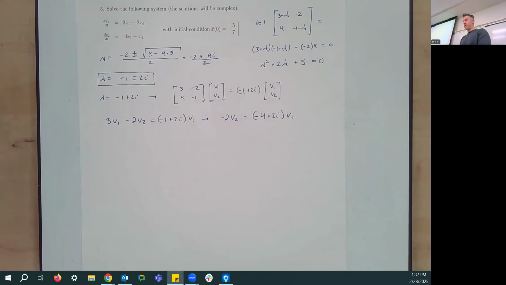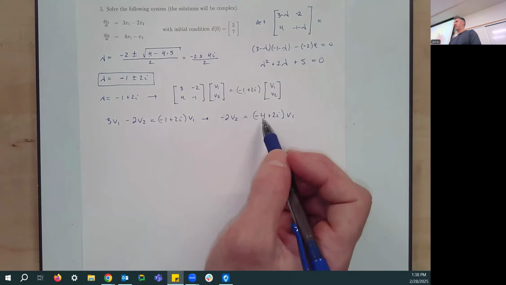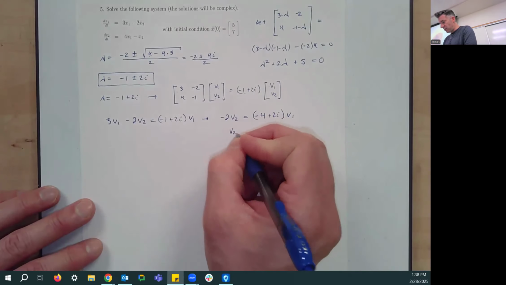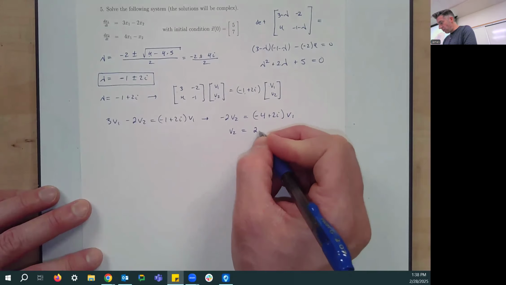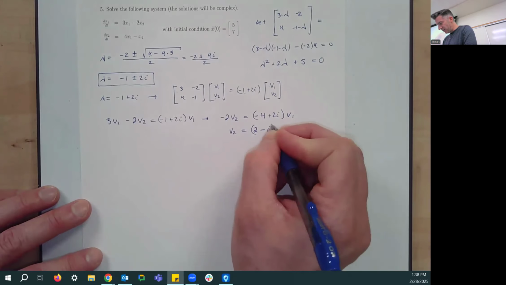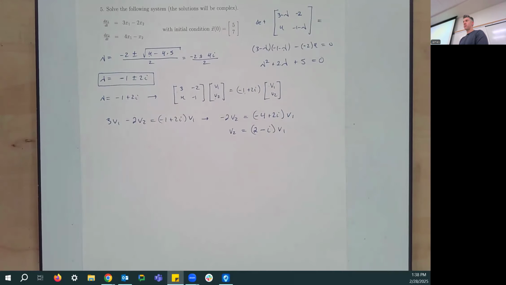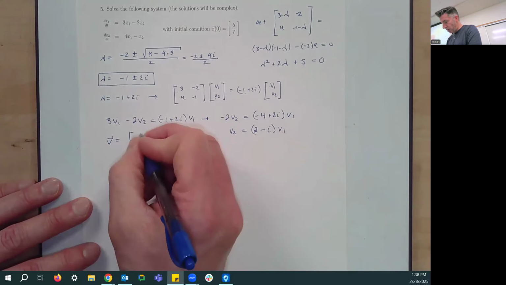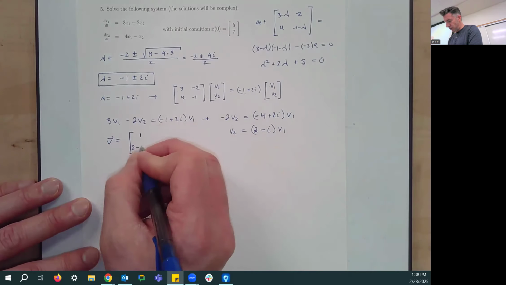And I do think it makes sense to divide both sides by -2 here, since we have a coefficient of 2 for everything. You can pick 2 or -2. I would generally pick the thing that left the real part positive if I had the option to. So dividing by -2 gives me v2 equal to 2 minus i times v1. And then our vector is going to equal, I'm going to pick v1 equal to 1, and v2 is going to be 2 minus i.